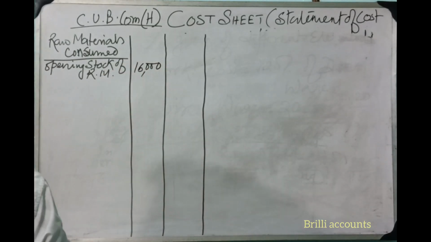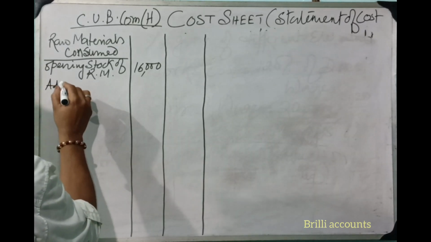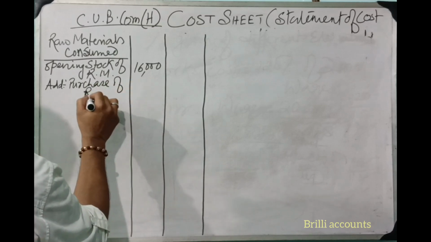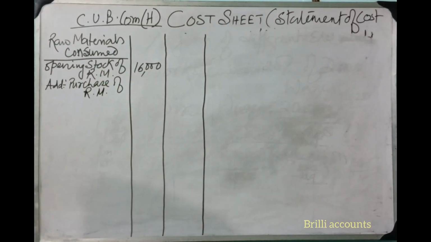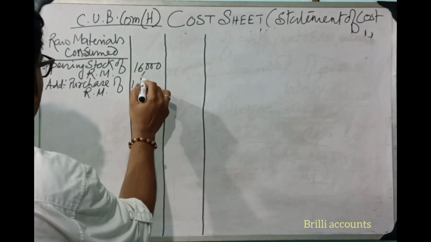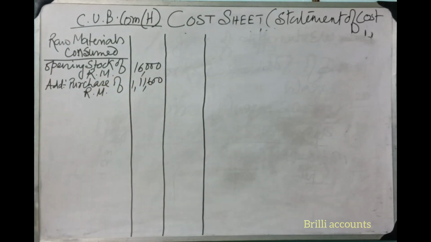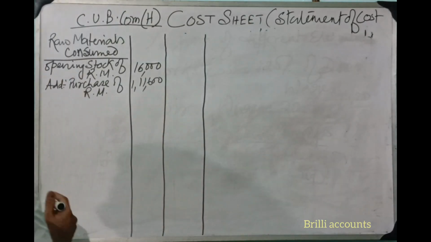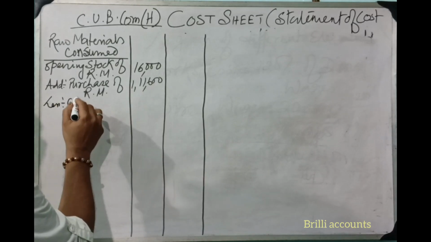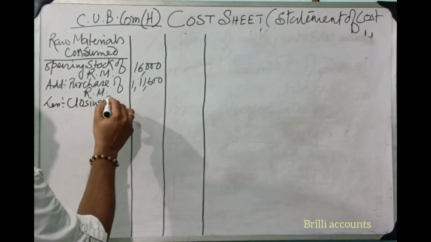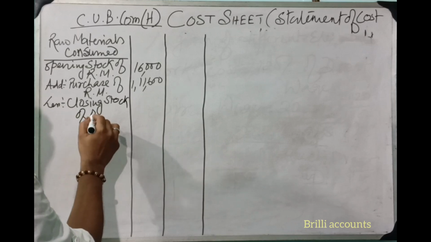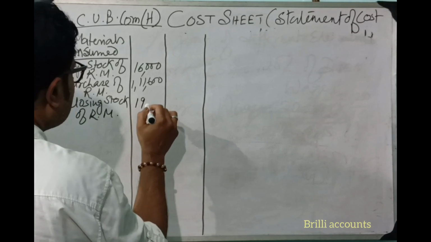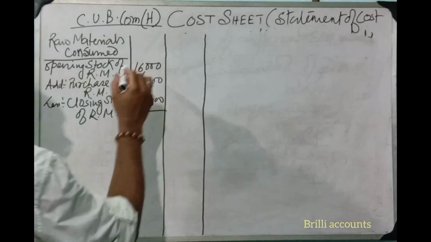Then add purchase of raw material. How much is it given in the sum? 1,11,600. That is purchase of raw material given, 1,11,600. Then less closing stock of raw materials, and the value given is 19,600.